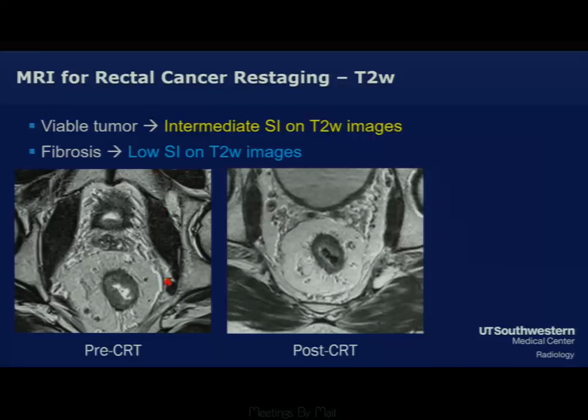How about this case here? So this is a semi-annular tumor on the pre-CRT. On the post-CRT, there's some low signal intensity in the periphery, but there's maintained intermediate signal intensity. This patient has mixed response.